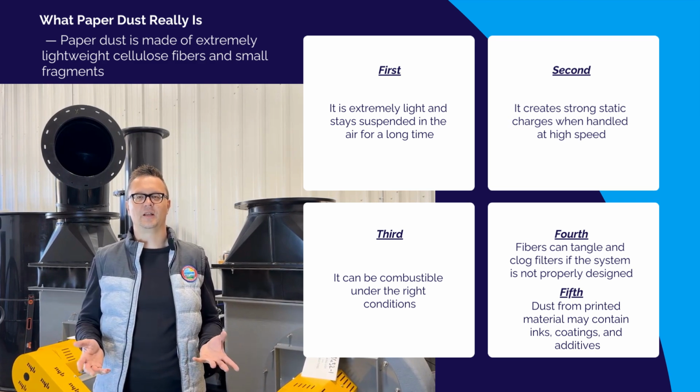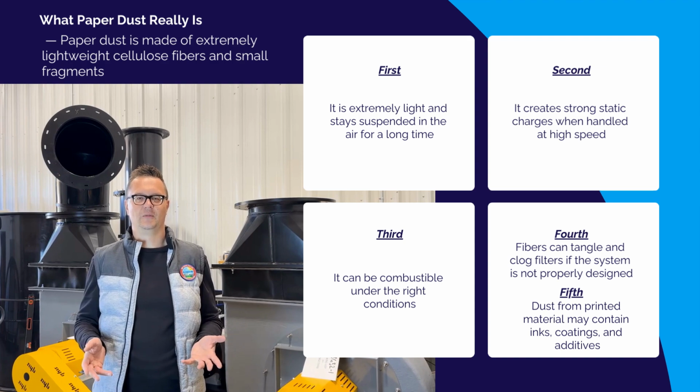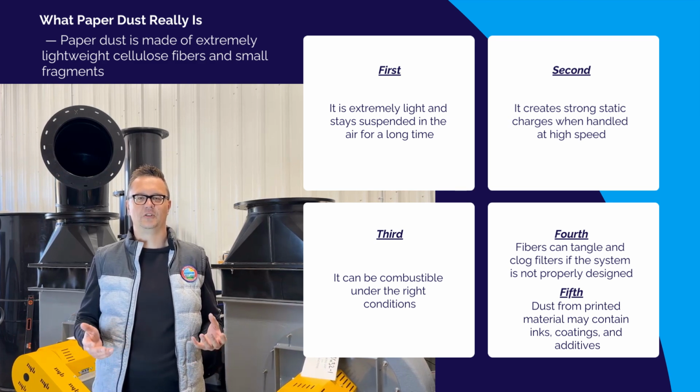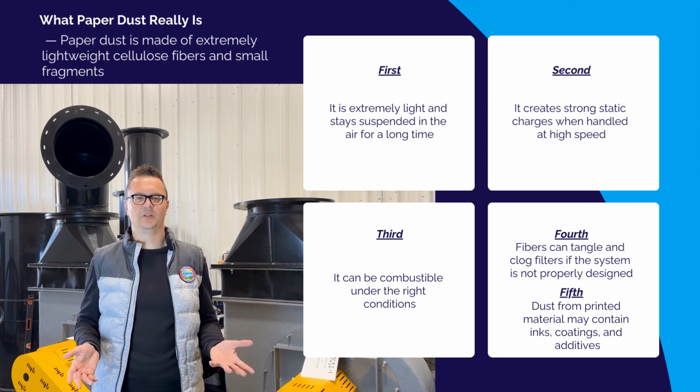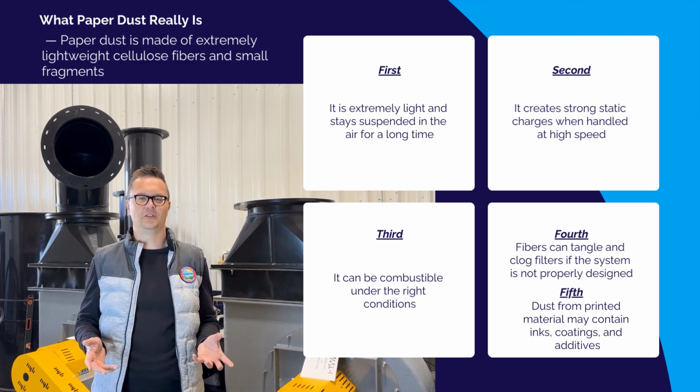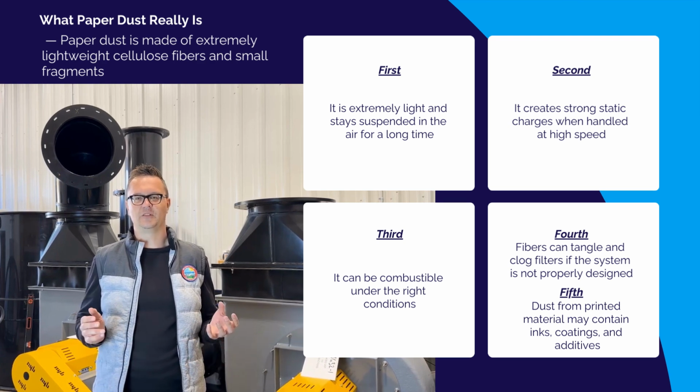First, it is extremely light and stays suspended in the air for a long time. Second, it creates strong static charges when handled at high speed. Third, it can be combustible under the right conditions. Fourth, fibers can tangle and clog filters if the system is not properly designed. Fifth, dust from printed material may contain inks, coatings, and additives. Paper dust may look soft and harmless, but in the air it behaves unpredictably, especially around machinery with high-speed blades.